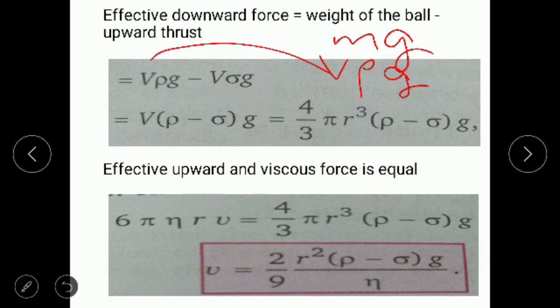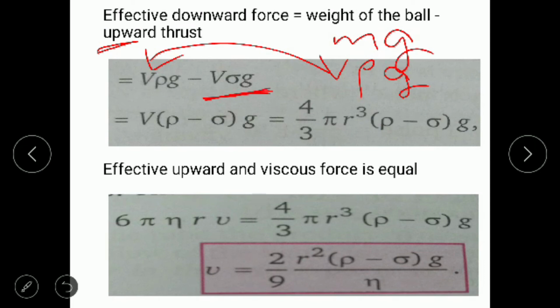This is what we have written over here. This is the weight of the ball, V rho g. Now this rho is the density of the ball, which has the radius r. It is falling in the liquid which has density sigma. Now minus the upward thrust. Upward thrust is V sigma g. Upward thrust means it is due to the weight. So what are we calculating over here? It's the weight.